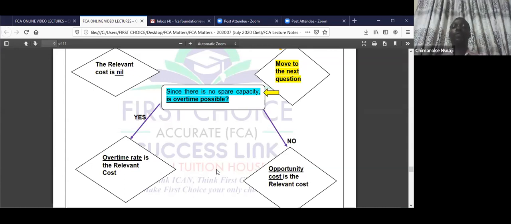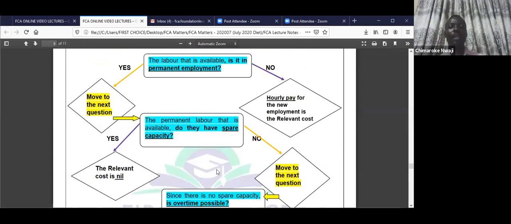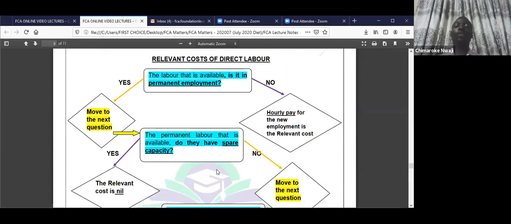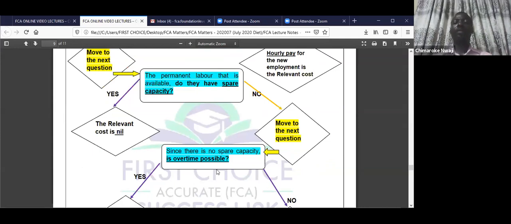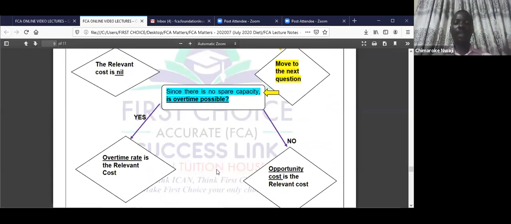So if there is no spare capacity, either overtime or opportunity cost. So let's look at it again. In labor, the first thing you should be considering is the permanence of the labor you are bringing. Then, when that is sorted out, you'll be looking at spare capacity. If that is sorted out, you'll be looking at the possibility of overtime. If there is no overtime, then there should be opportunity cost.